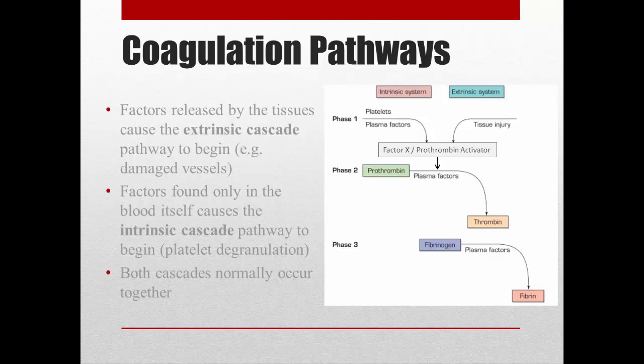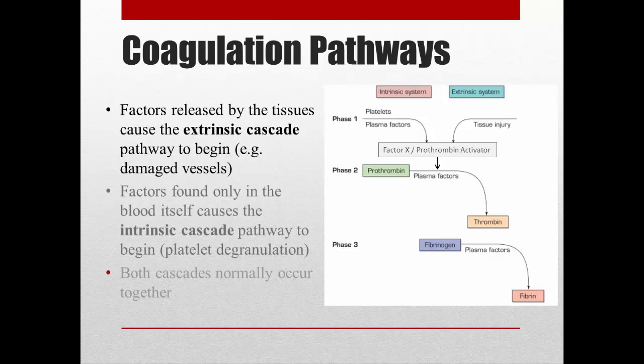There's basically two pathways, well, three if you count the common pathway, but two pathways to start it. We have an extrinsic pathway or system and an intrinsic pathway or system. The extrinsic pathway is triggered by tissue injury. So the tissue itself secretes substances to trigger the extrinsic pathway. That's why it's extrinsic: its beginning starts with something outside of the blood.